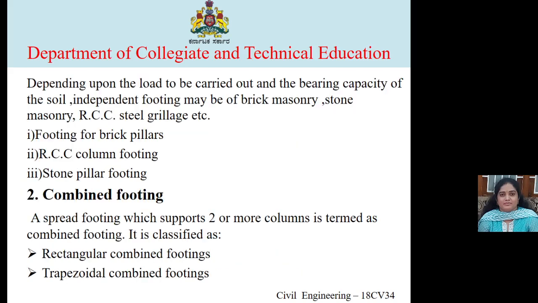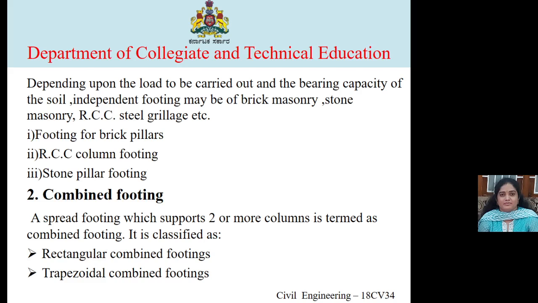Depending upon the load to be carried and the bearing capacity of the soil, independent footings may be of brick masonry, stone masonry, RCC, steel grillage, etc. So here the footings are provided independently, that is, footings for brick pillars, footings for RCC columns, and footings for stone pillars. All this comes under the category of independent footing.